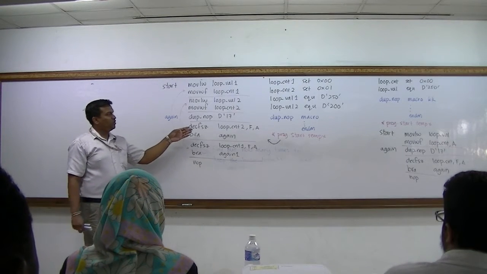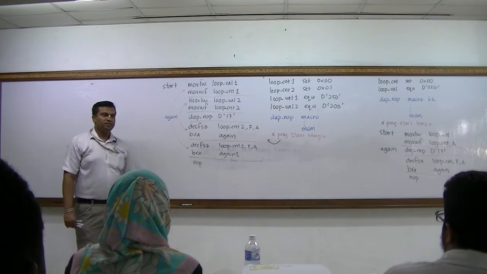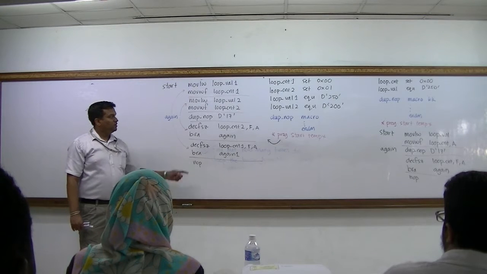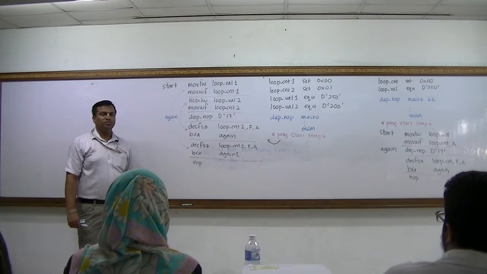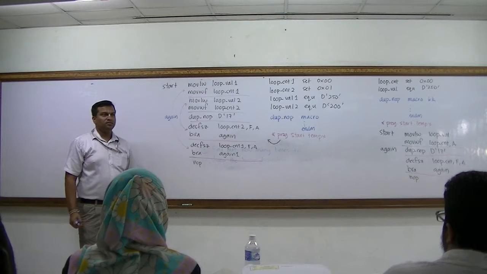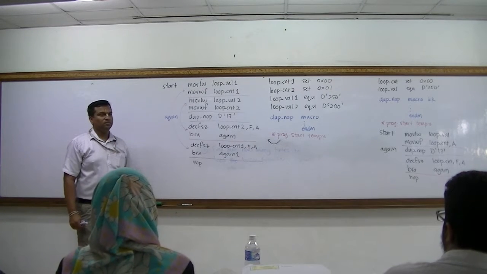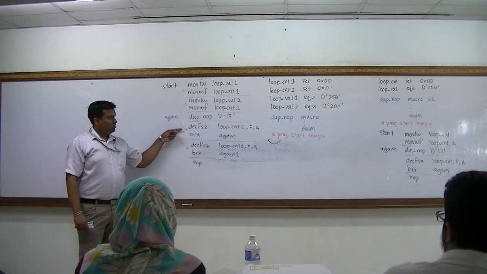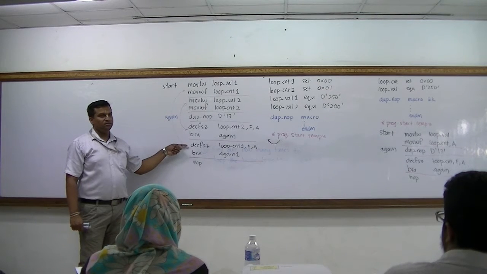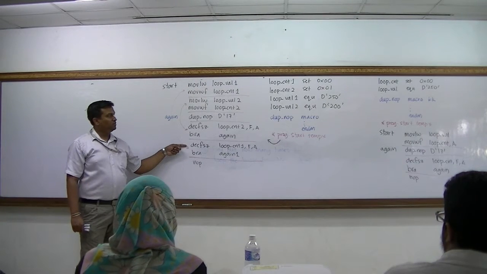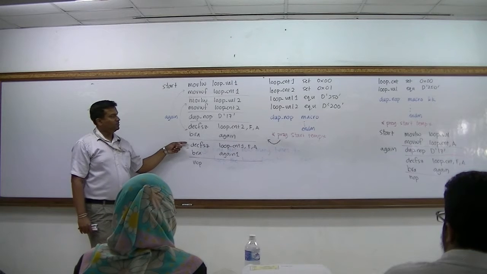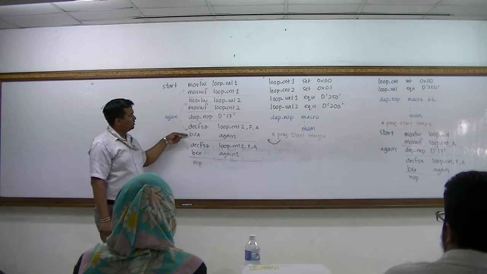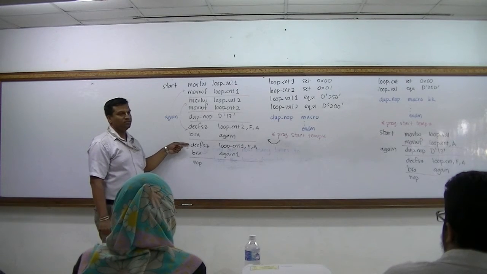Okay, what just happened to loop count 2? Become 0. I know. When will the pointer, the loop, actually come here? After what?